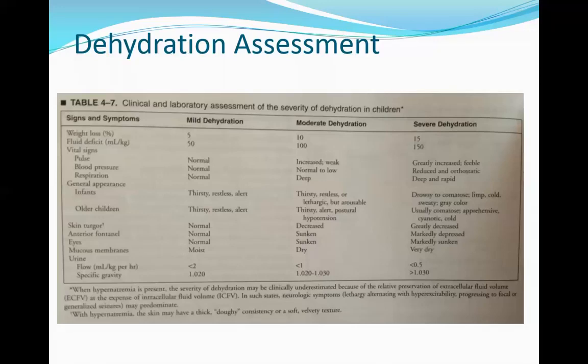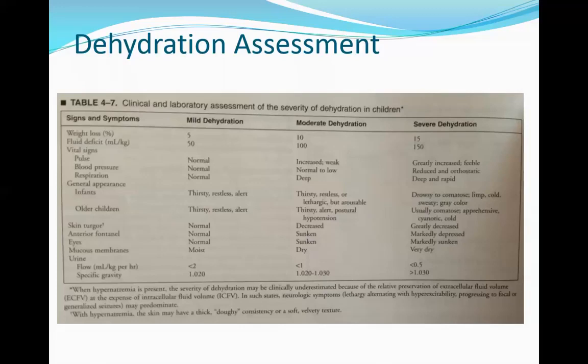The next slide I included was a table from Smith's anesthesia, table 4.7. I included this dehydration assessment because I've seen that sometimes this appears on the boards. Looking to assess the severity of dehydration in children from mild to moderate to severe. And we'll go over this briefly.